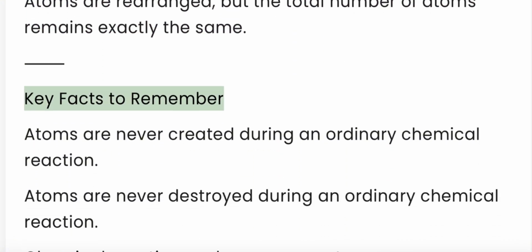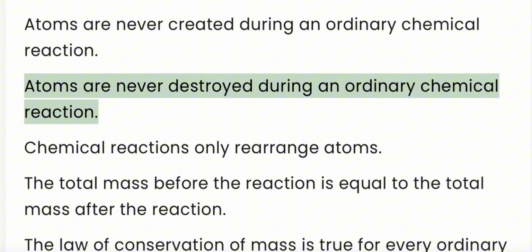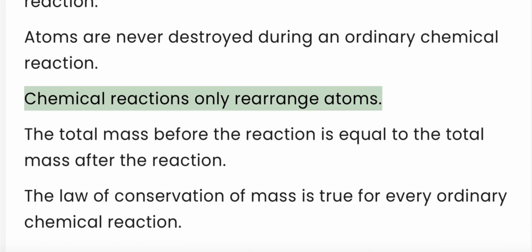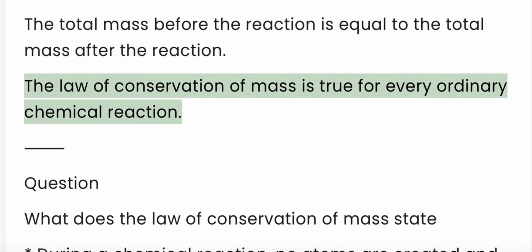Key facts to remember. Atoms are never created during an ordinary chemical reaction. Atoms are never destroyed during an ordinary chemical reaction. Chemical reactions only rearrange atoms. The total mass before the reaction is equal to the total mass after the reaction. The law of conservation of mass is true for every ordinary chemical reaction.